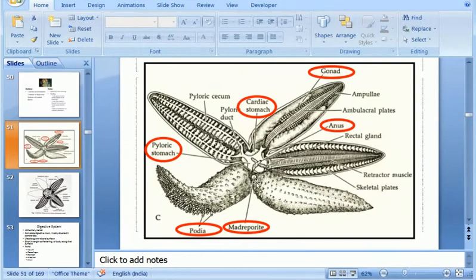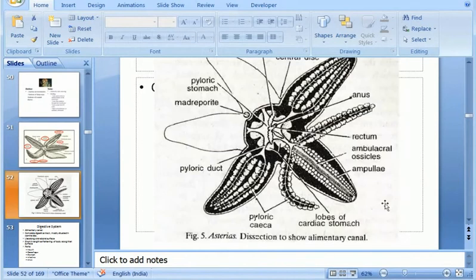Another structure which is visible here is madreporite, which actually is part of water vascular system. Another thing that you see here is podia, several podia, hundreds and thousands of podia that help in locomotion and food capturing. Now in the next slide here, you see the dissected animal here, and some of the structures and organs have been removed to show what structures are included in the digestive system.